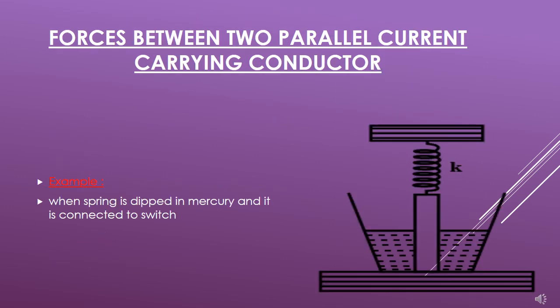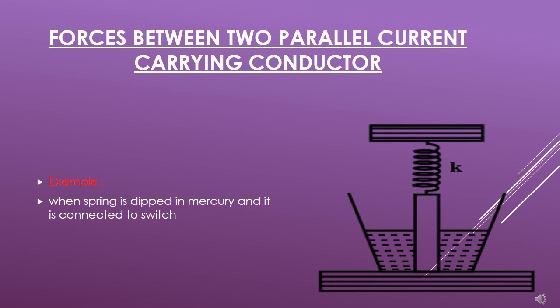Just like we have taken an example of a spring, we dip it in mercury, complete the circuit and switch it on. The moment the switch is on, all these parallel conductors which are carrying current in the same direction get attracted, and the spring gets shorter because there is a force of attraction, and the spring goes up, it shrinks.